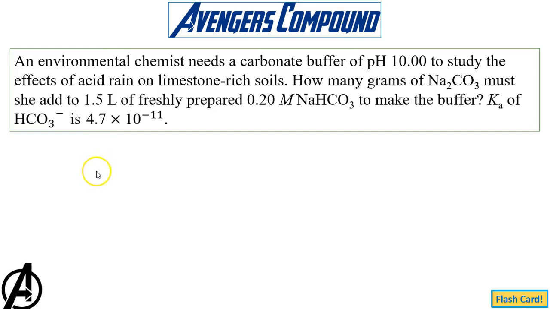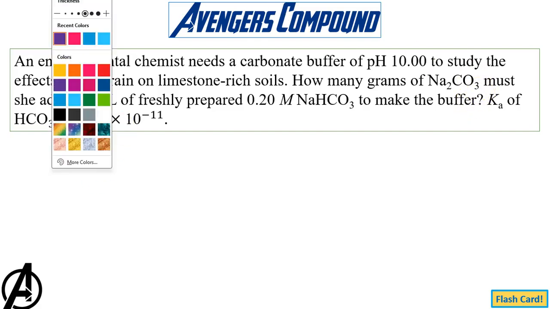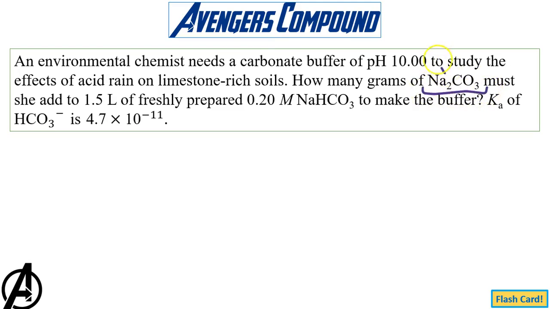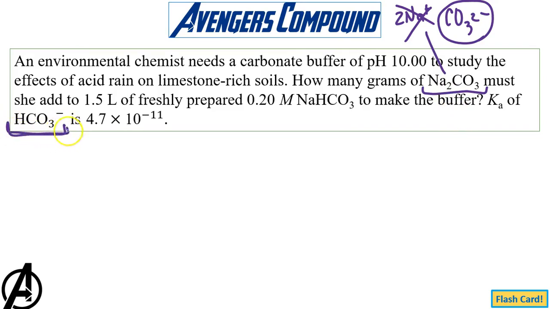Now, of course, we have to figure out our conjugate acid-base pair first. They gave us Na2CO3, and we know if it's dissociated, it's going to be 2 Na plus and CO3 2 minus. Na plus doesn't contribute, but CO3 2 minus can be the conjugate base of a weak acid. What weak acid are we focused on? They already gave us that HCO3 minus was the weak acid.